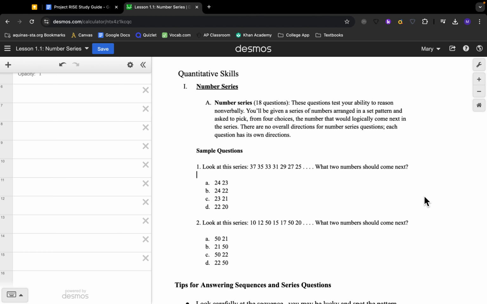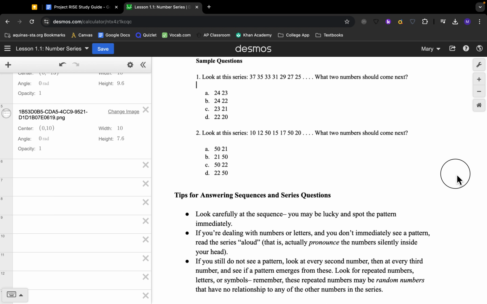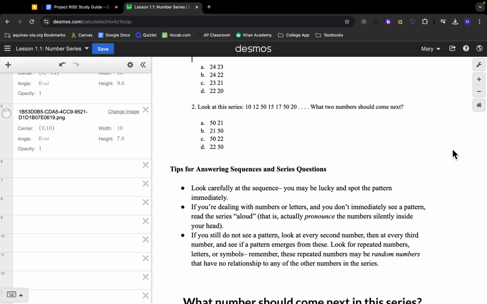So, unlike other topics tested on the HSPT, there's no overall directions or formula for this kind of question. It really depends based on every single question you get, and you'll see what I mean once we start answering problems. So I'm going to skip the sample questions and go to the tips.